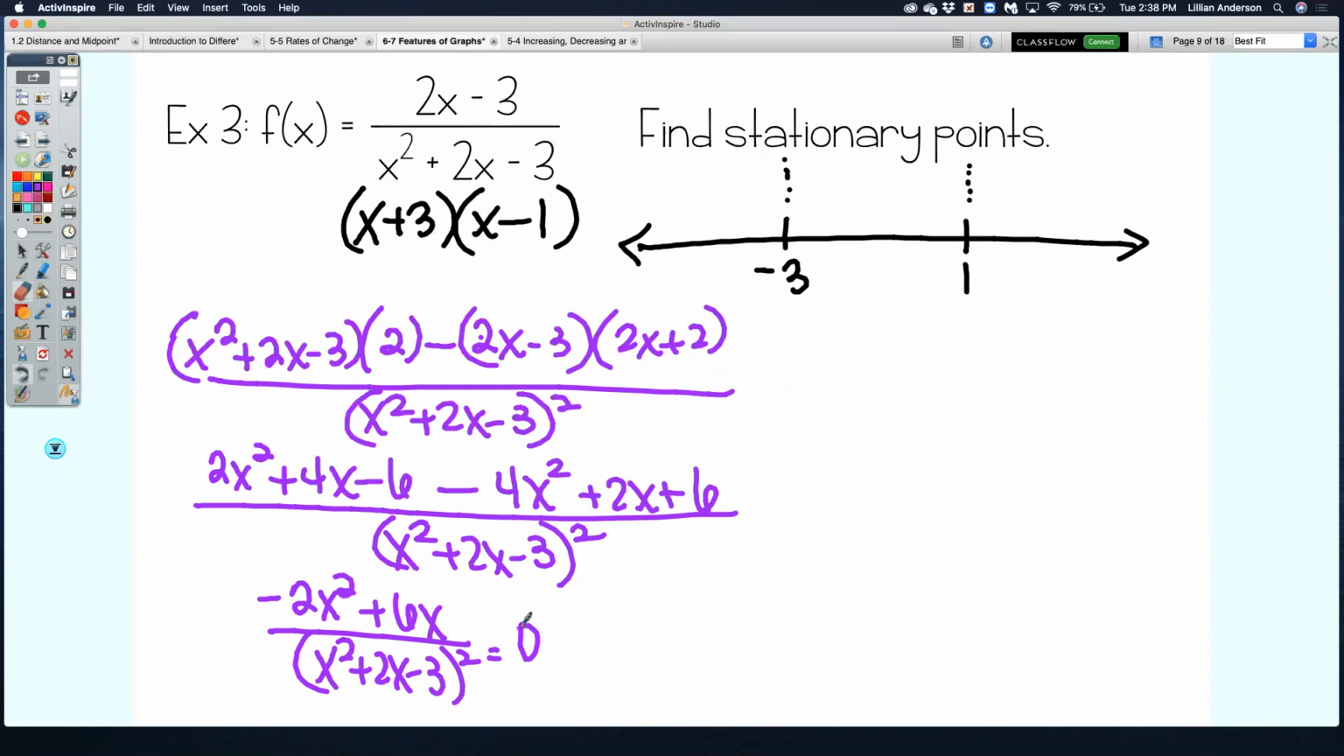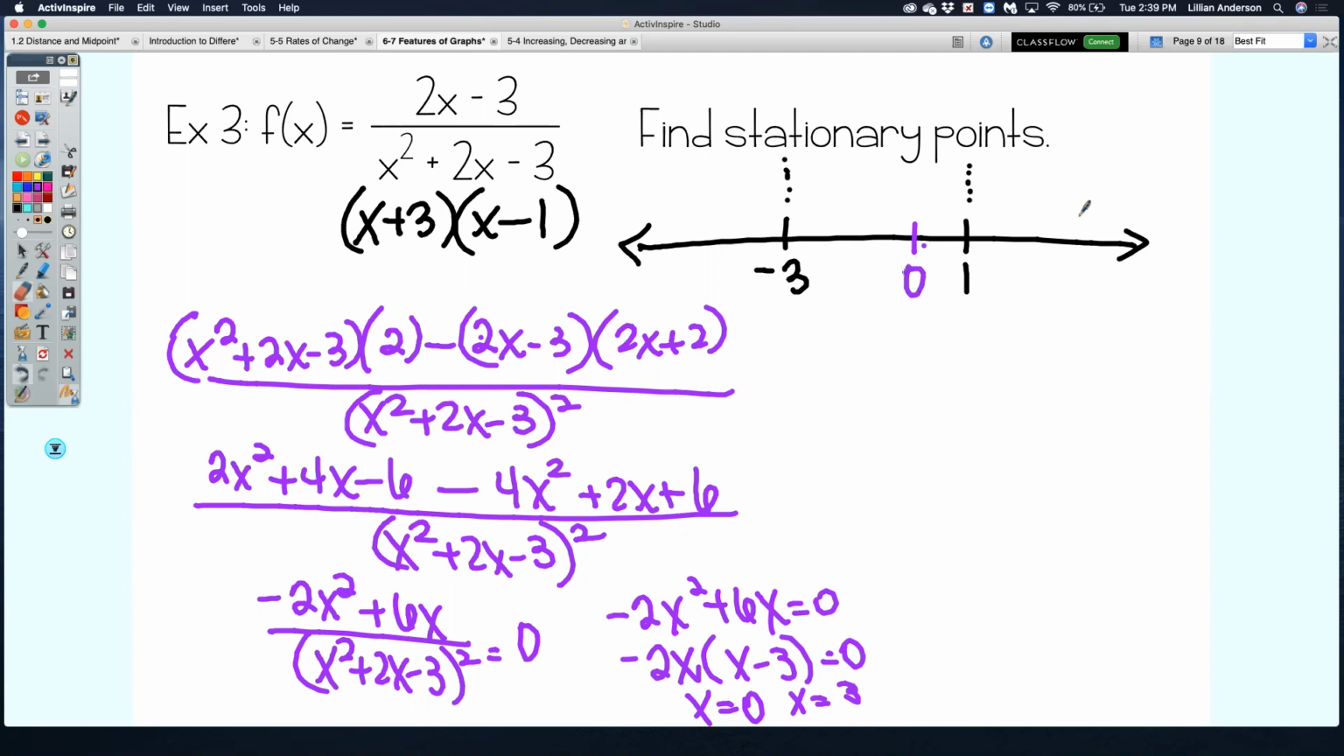So then when I set this equal to 0 to find the critical points, it just ends up being the numerator equal to 0. I'm gonna take out a -2x instead of just a regular 2x, make it a little easier for myself. So you get x equals 0 and x equals +3. So I got a few things on here. I got 0 and I got 3 along with the -3 and +1. I still need to do my test points. And I plug my test points into the what?